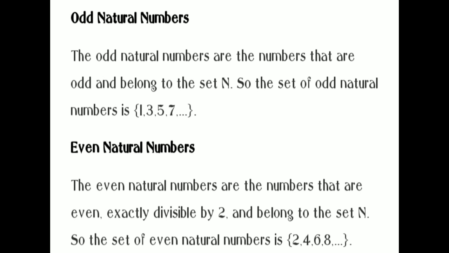Now, odd and even natural numbers. The odd natural numbers are the numbers that are odd and belong to the set N. So the set of odd natural numbers is 1, 3, 5, 7. And the even natural numbers are the numbers that are exactly divisible by 2 and belong to the set N. So the set of even natural numbers is 2, 4, 6, 8, and so on.